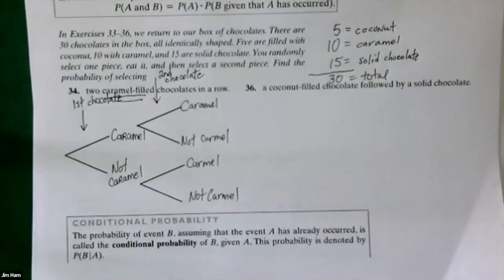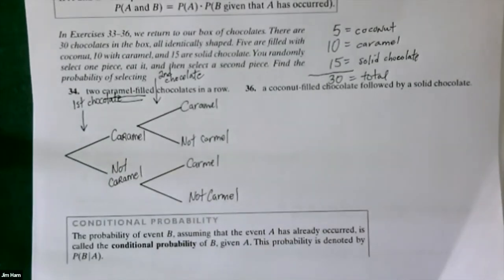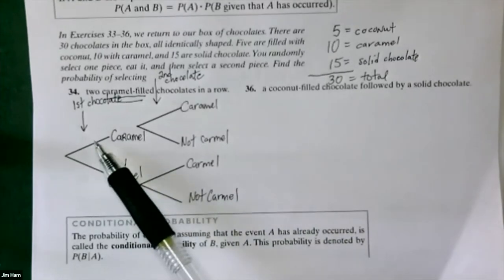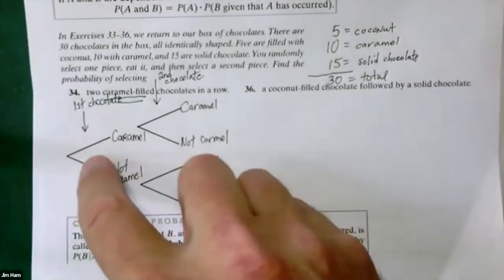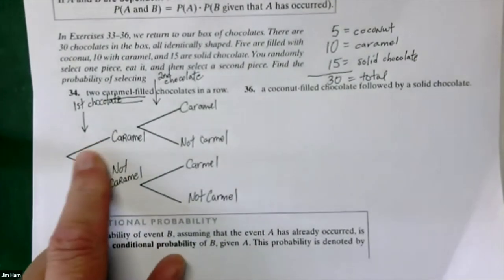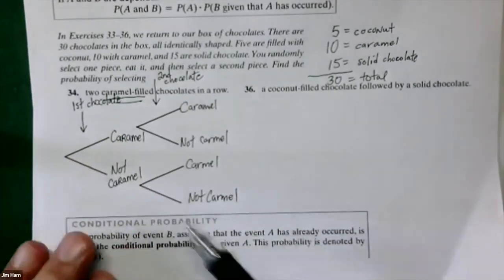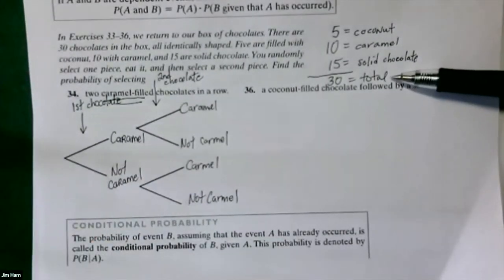All right, our goal is to write probabilities. You can write the fraction form, which makes sense for this problem, or decimal version, here and here. Now, these are the only two outcomes that we've established. You're either going to choose a caramel or you're not. So these two probabilities have to add up to one. A probability and its complement adds up to one. All right, let's put probabilities along the branch. All right, so first chocolate. We have 30 chocolates in the box.